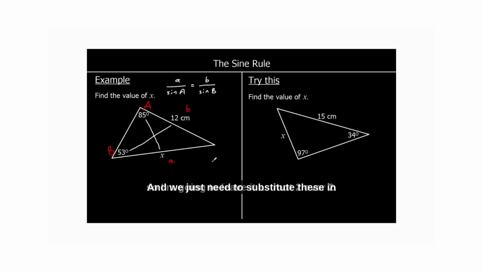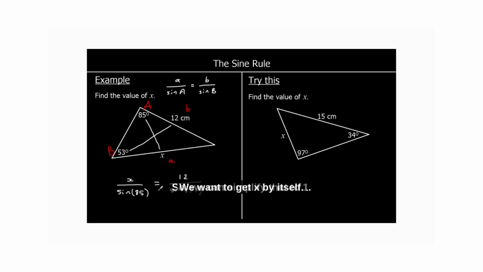And we just need to substitute these into our sine rule now. So little a we're going to call x. Sine A, big A is 85. So x over sine 85 is equal to, our little b we're calling 12, and 12's opposite is 53. So 12 over sine 53. The angles always go with the sines.